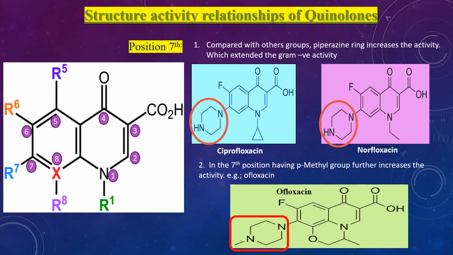Seventh position. Compared with other groups, a piperazine ring increases the activity, which extended the gram-negative activity of quinolones. Example, ciprofloxacin and norfloxacin having a piperazine ring attached. In the seventh position, having a methyl group further increases the activity. Example, ofloxacin. A methyl group is present in the piperazine ring system.